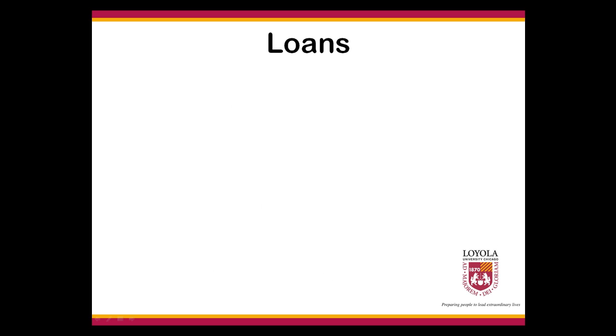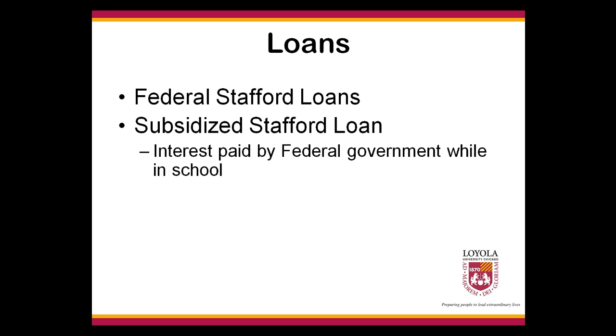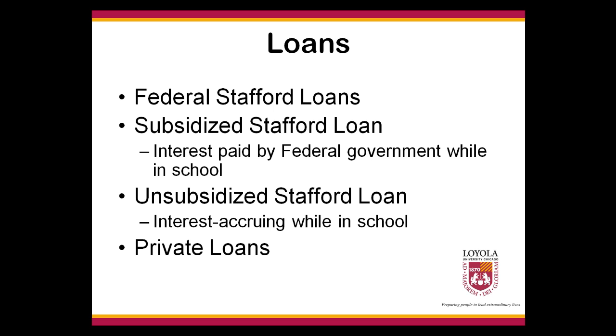In the federal student loans, the Federal Stafford Loan includes a subsidized Federal Stafford Loan in which the federal government pays the interest while you are in school or in a grace period, and the unsubsidized Federal Stafford Loan in which you, the borrower, are responsible for the interest while you are in school. The private educational loans are also unsubsidized, so you, the borrower, will be responsible for the interest while in school.